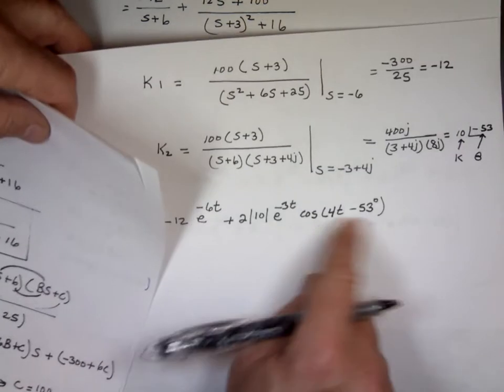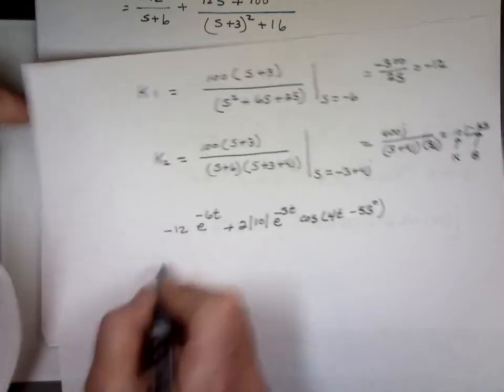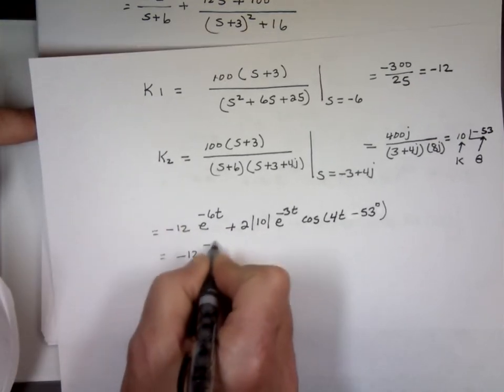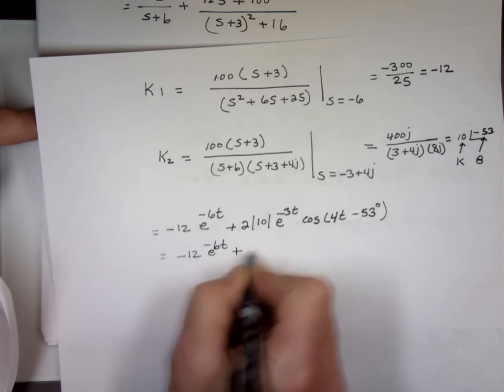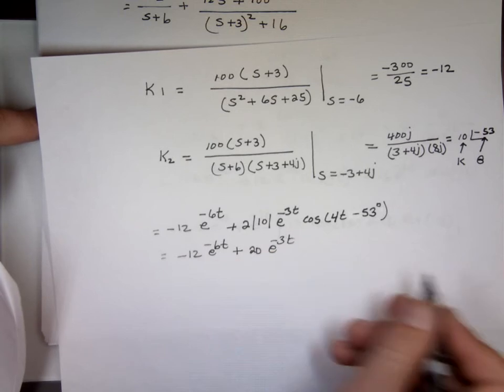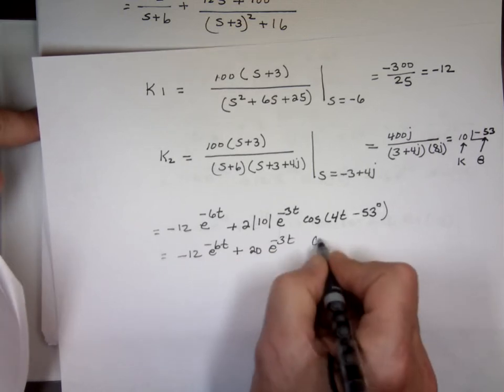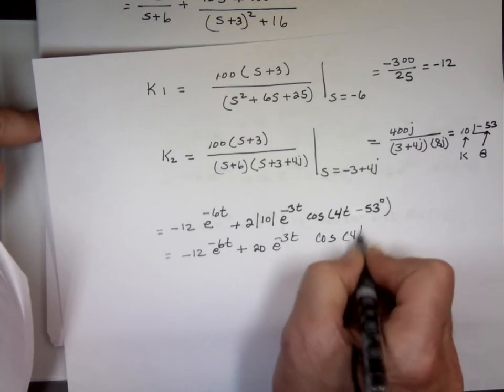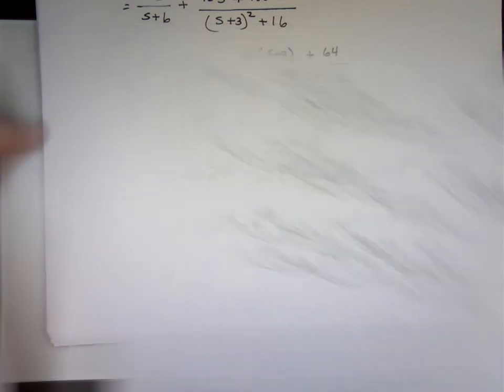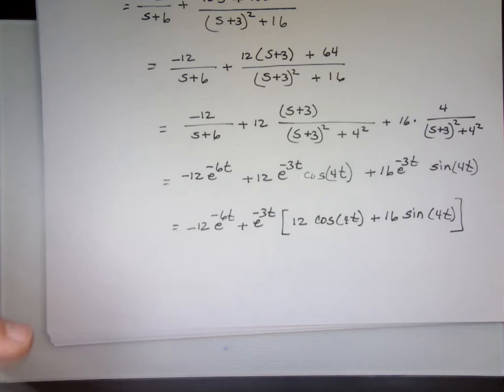So my answer here is actually negative 12 e to the negative 6t plus 20 e to the negative 3t. I don't need to put absolute value of 10, which is 10, cosine of 4t minus the 53 degrees. A little bit quicker than this method. So you can use either one.